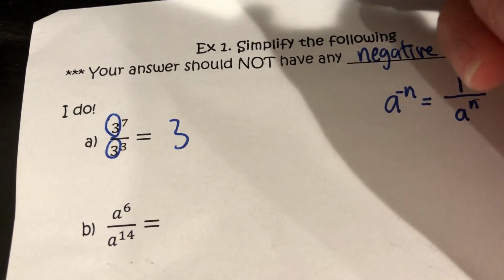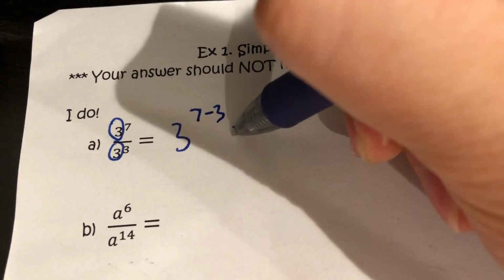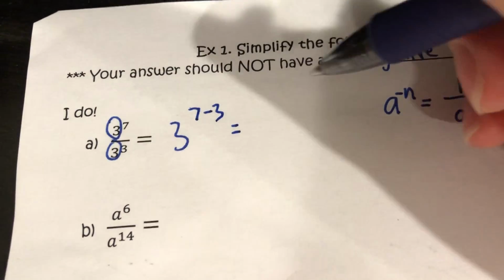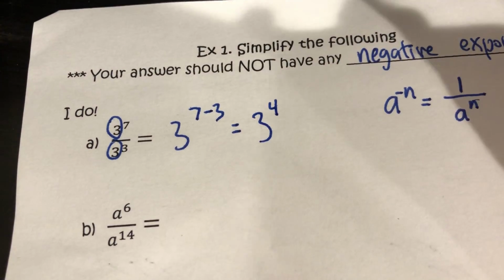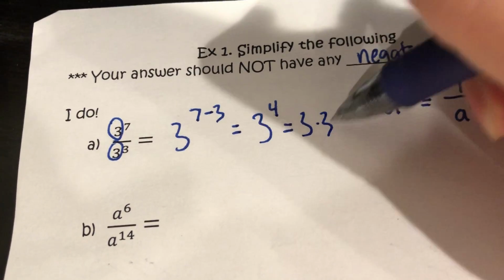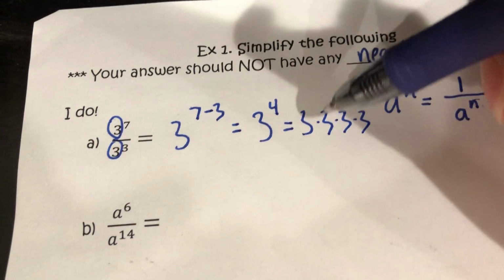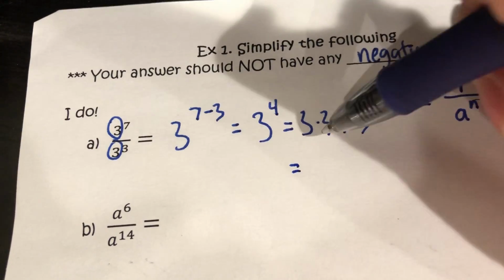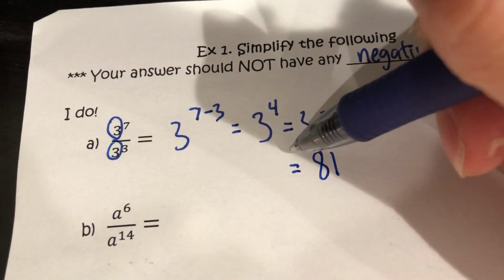If you think it is 7 minus 3, you are correct. 7 minus 3 is going to give us 4, so this is going to be 3 to the 4th. I'm just going to get a little bit fancy with it. I'm going to do 3 times 3 times 3 times 3. Because it is a small number, I can multiply this out. This is going to give me 9 times 9, which gives me 81. So 3 to the 4th gives me 81.